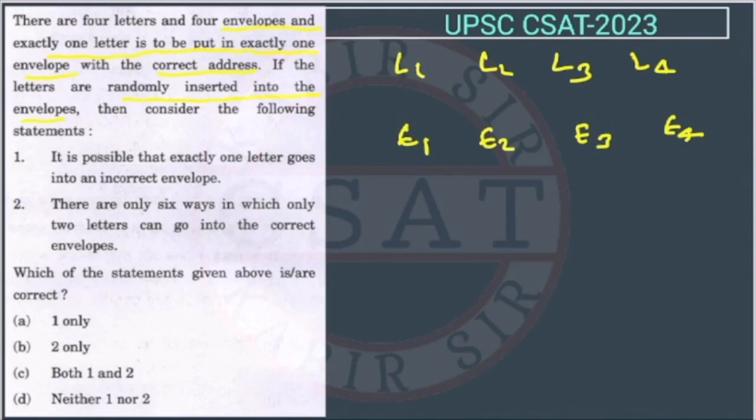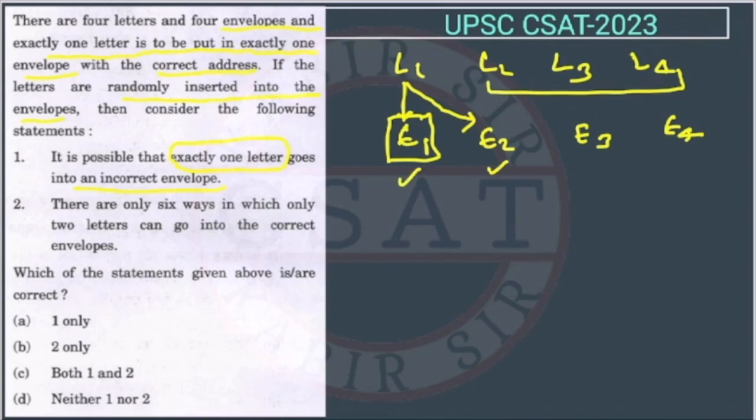It is possible that exactly one letter goes into an incorrect envelope. If this letter was supposed to go in this E1, but this is going in this one, E2, right? So in this E1, out of these 3 will come, right? So it means this is also becoming wrong and this is also becoming wrong. Right. So there is no way that only one letter will go in a wrong envelope, right? So this statement is wrong actually, right? Because it is not possible that only one letter goes in an incorrect envelope, right?